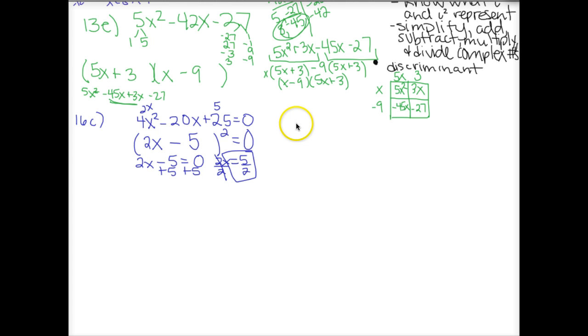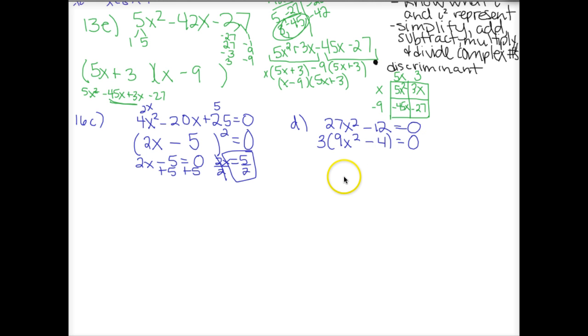Let's look at 16D as well. So 27x squared minus 12 equals 0. So it's already equal to 0. So that means next I go through my factoring checklist. Is there a GCF? Yes, there is a GCF. Both of these are divisible by 3, so I take that out. Leaves me with 9x squared minus 4 equals 0.